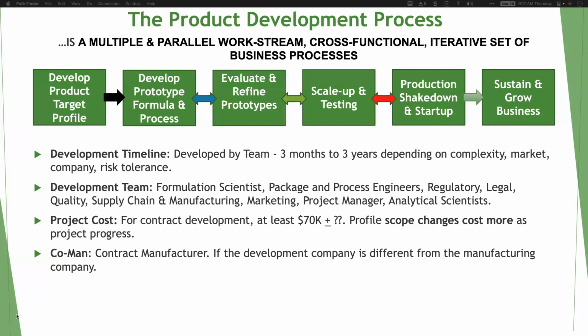But a critical piece of this is that if you define the product very well at the onset, you will find that you have fewer scope changes during the development process. And that's important because as you go further down the development stage and you make a change, say you want to change a package from one kind of container to another kind, glass to a plastic. Well, that's a big change because that will change the type of manufacturer, who is your manufacturer. And so all the definition and the changes and identifying what is important should be done at the product profile.